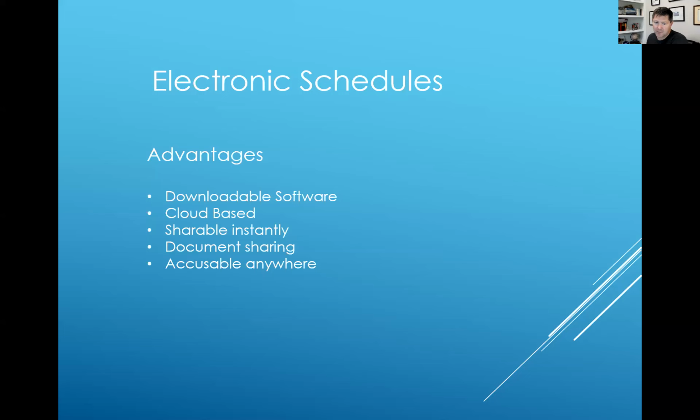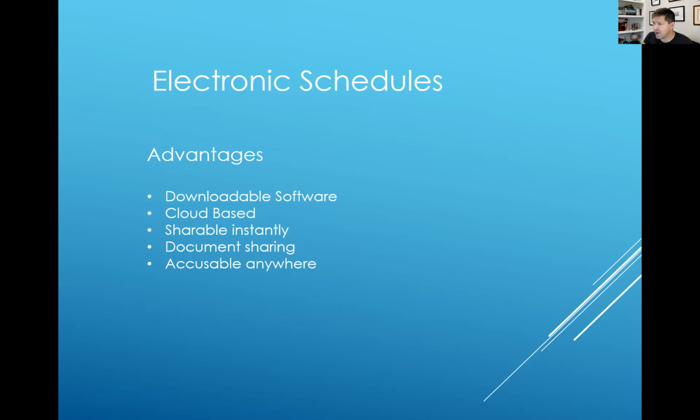Let's talk about electronic schedules. This is the most common these days. Everybody's got a smartphone in their hand. This is the way people are doing production scheduling now. The advantage is you can download the software to your phone, to your iPad, to your PC, whatever you've got. Most are cloud-based, so you can access that schedule from anywhere as long as you have Wi-Fi. They're shareable instantly. If you need to communicate a change in the schedule, you just update your master schedule and send it out to all your vendors.